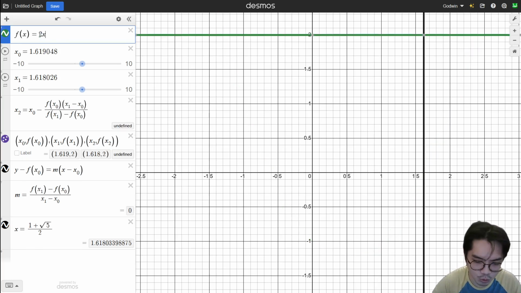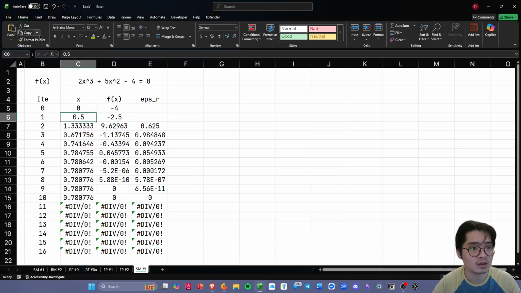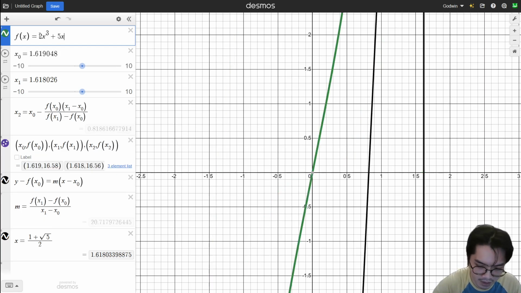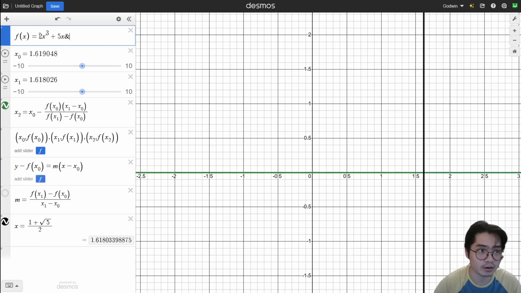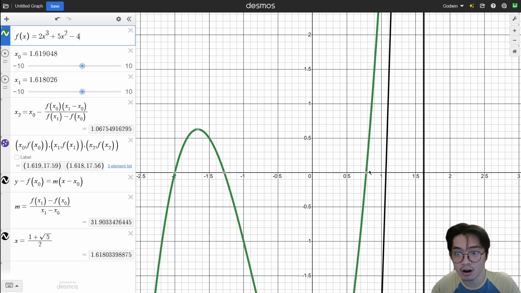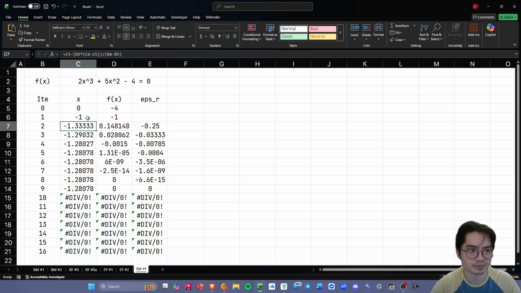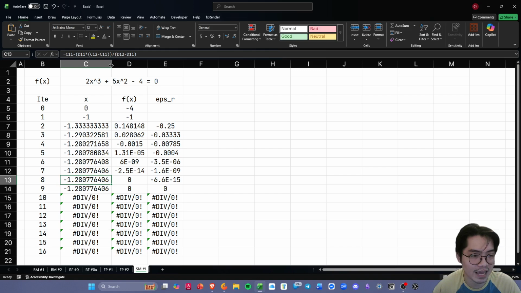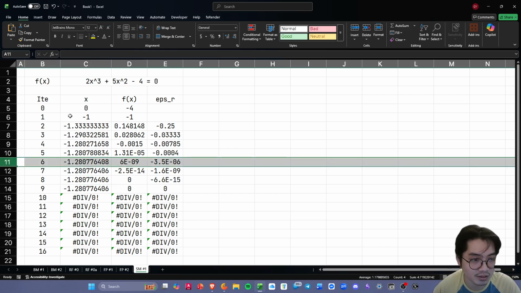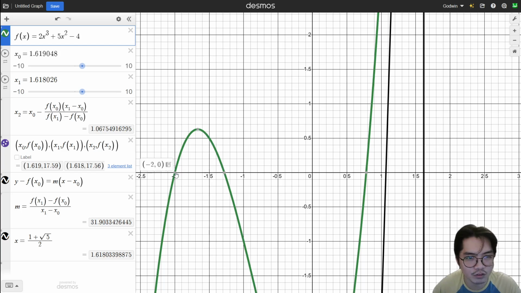Let's try and see if maybe there are different roots in here, but maybe let's give ourselves a little bit of visualization first. 2x cubed plus 5x squared minus 4. Are there other roots? There are other roots. This is the first one we found. Maybe we'll try and find negative 1.28. So 0 and then maybe negative 1. There it is. Negative 1.28078. Right? So as you can see, how long did it take us? 6 iterations.